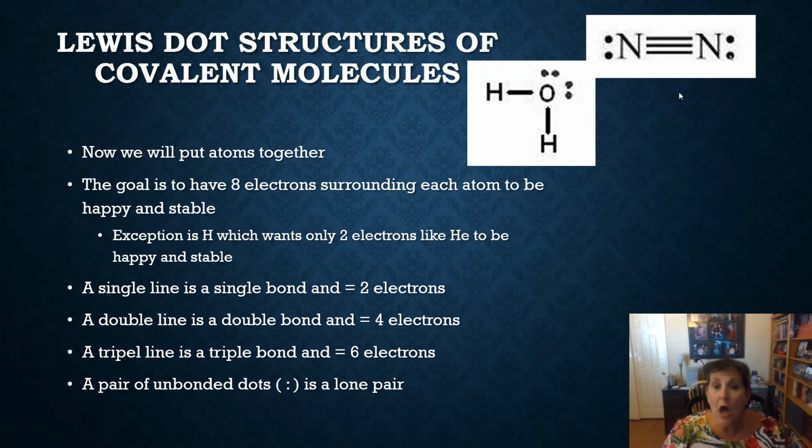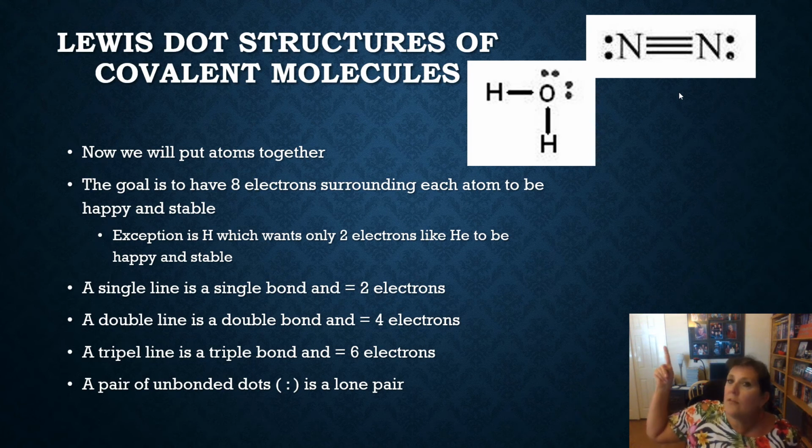The goal is always to have 8 electrons around each atom, except hydrogen, which is a little bitty atom and it only wants 2, like helium. So you'll never see dots on hydrogen. Okay, so again, the goal is to have 8 electrons around each atom, except for hydrogen, which only wants 2.